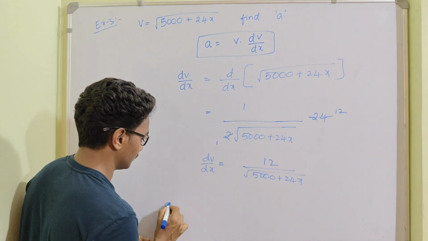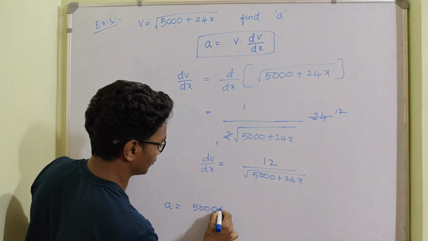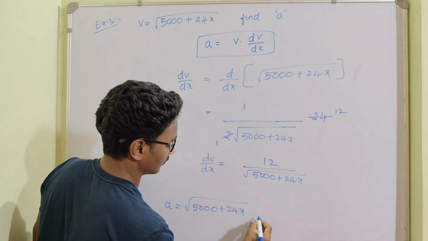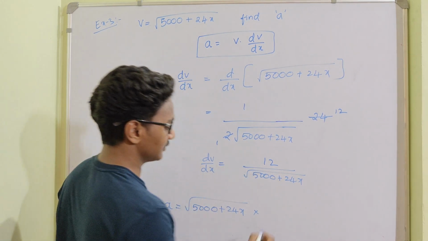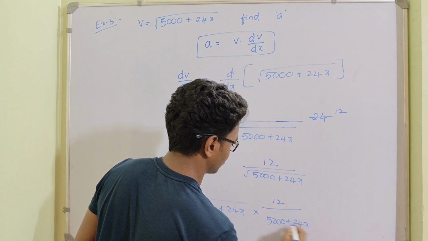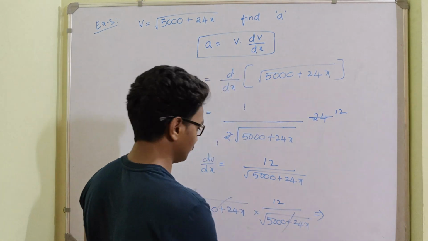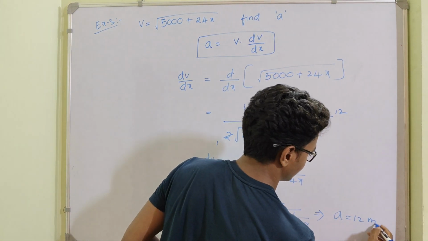Substitute into this, a equals v, which is root of 5000 plus 24x, multiplied by dv by dx, which is 12 by root of 5000 plus 24x. Cancel these two, you get a equals 12 meter per second square.